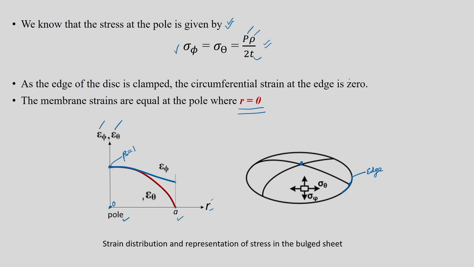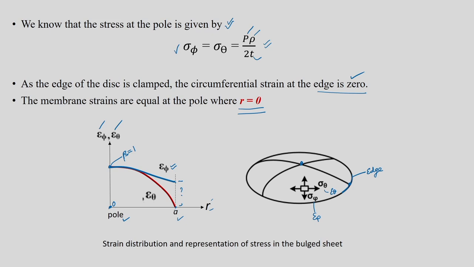It is clamped. So, the circumferential strain at the edge is 0. So, you will see that your epsilon theta will go to 0, but epsilon phi will have some value. So, epsilon theta will be 0 at the edge, and epsilon phi will have some value, which is what is given in this particular graph. And you will see that from the pole region to A, both the strains are going to decrease.